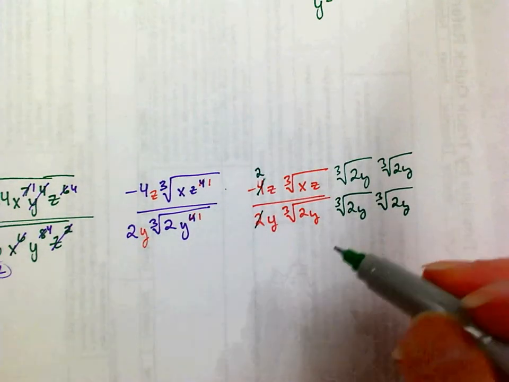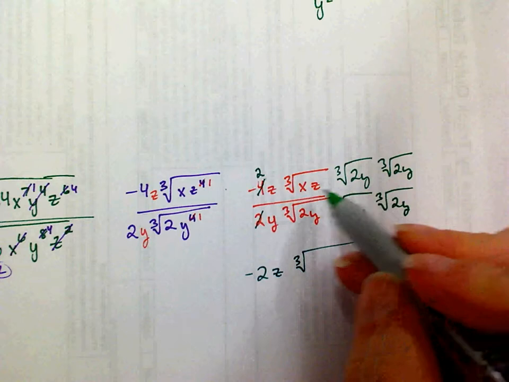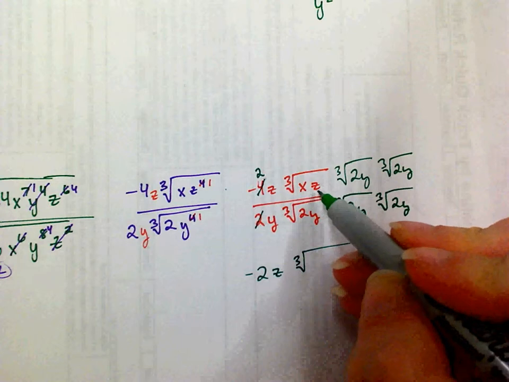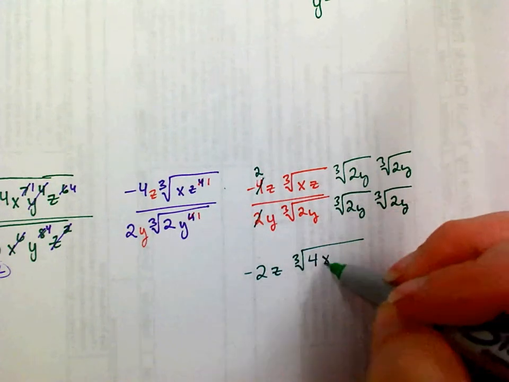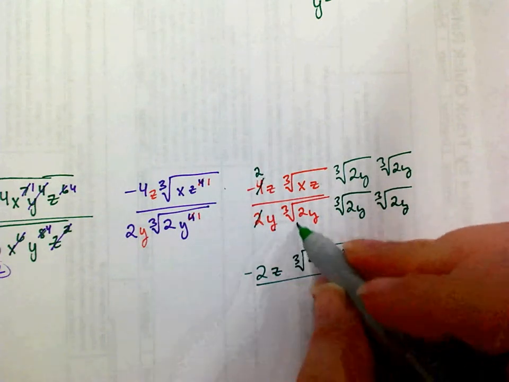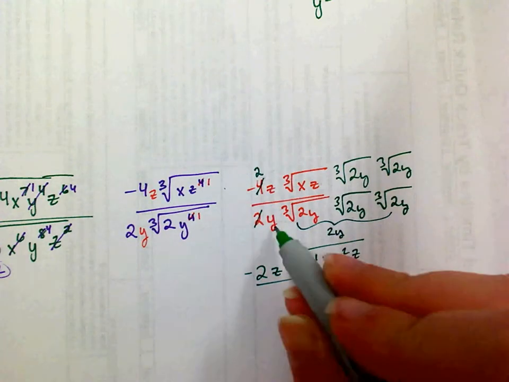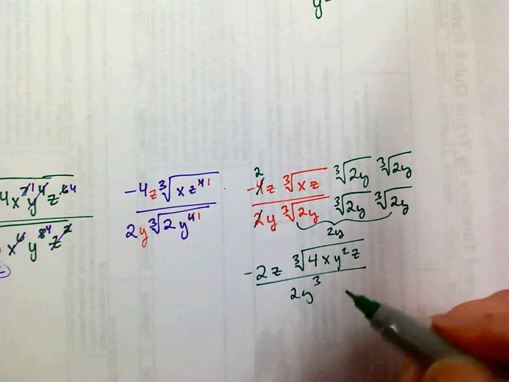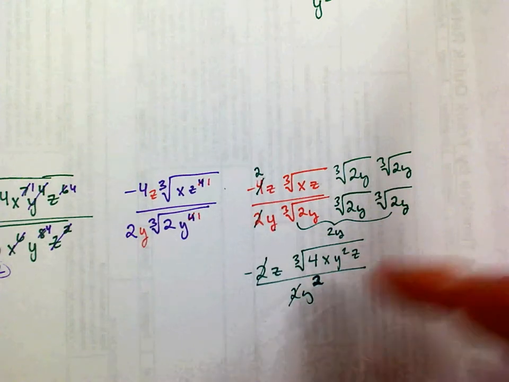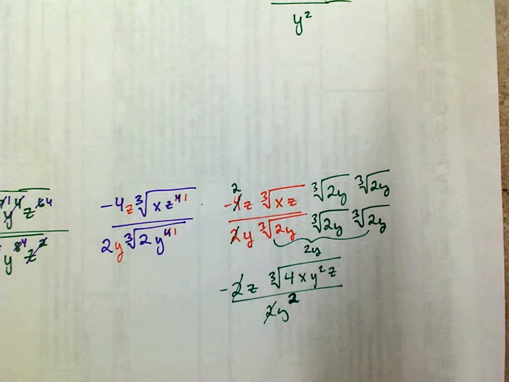Okay, so the numerator is a negative 2z times the cubed root of, well, I've got xz times 2y times 2y. That's a 4x y squared z. So 2 times 2 is 4x y squared, and then z. Over, I've got y times, remember, the cubed root of 2y times itself 3 times is just 2y. So I've got a 2y times a y, which is a 2y cubed, sorry, 2y squared, because it's y times y. 2's cancel out, and then I've got the same answer that I had up there. Okay, good. All right. Now let's go to 16.